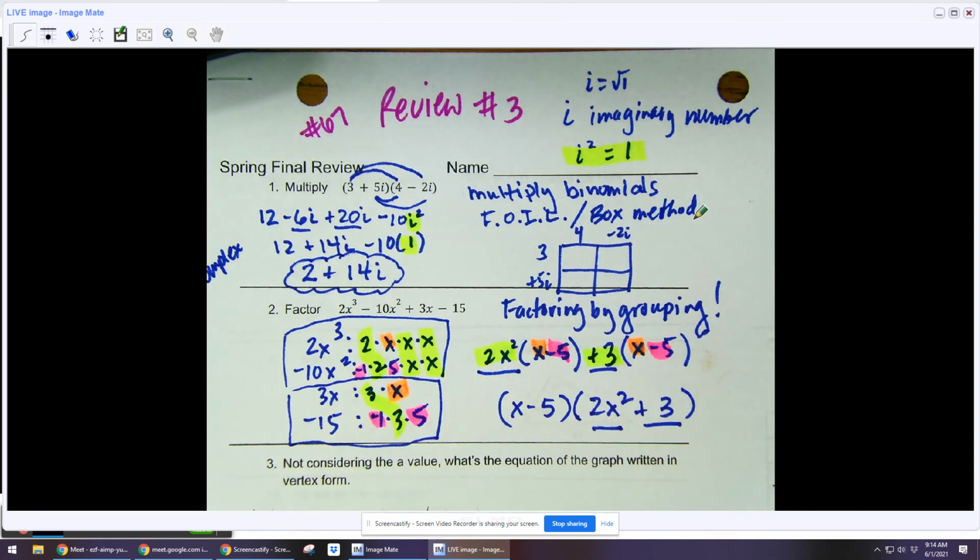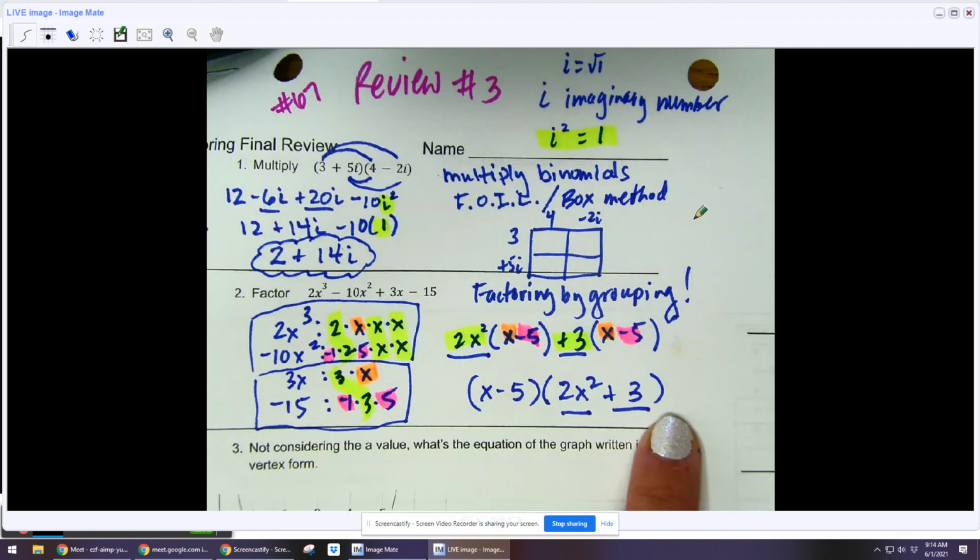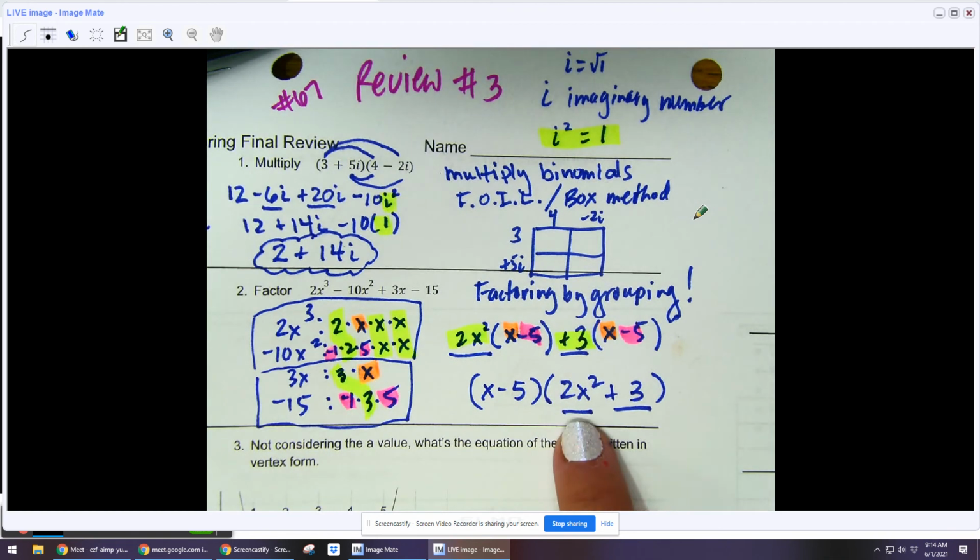to the back. So we did this way back in first semester, and I wanted to review that because we haven't seen that in a while. There's one of these on your final.